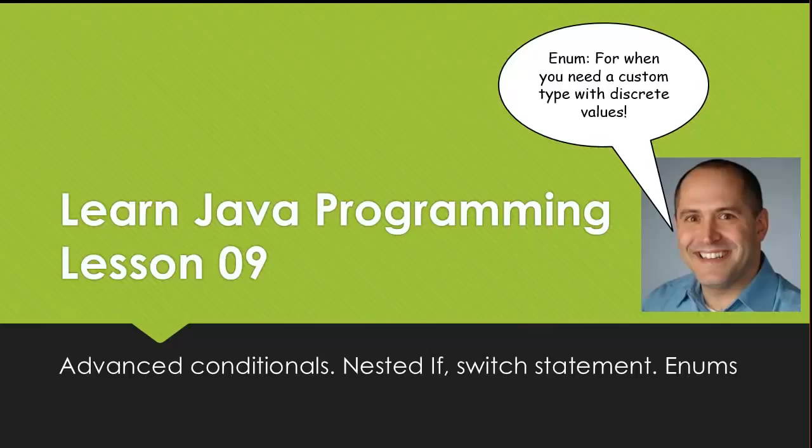We're at Lesson 9. This picks up where the previous lesson left off. In Lesson 8, we talked about the if-else statement. This lesson, we'll take another look at the if-else statement, but look at how you can nest it to create advanced decision logic. We'll also take a look at the switch statement, and we'll discuss how you can create your own data types using enums.